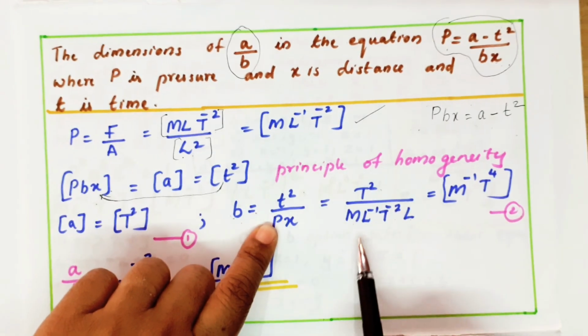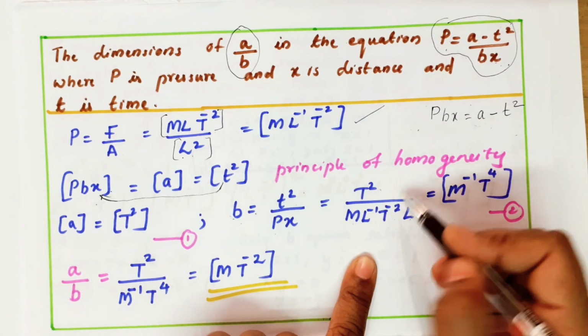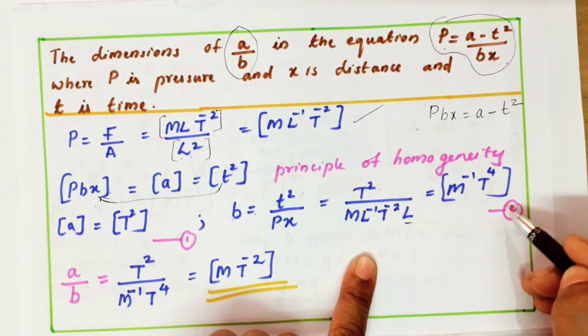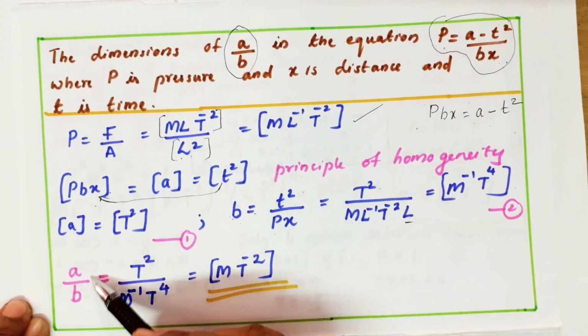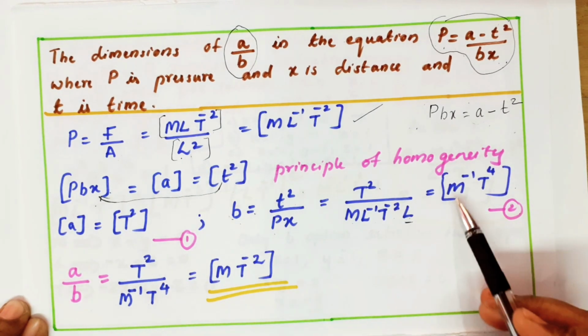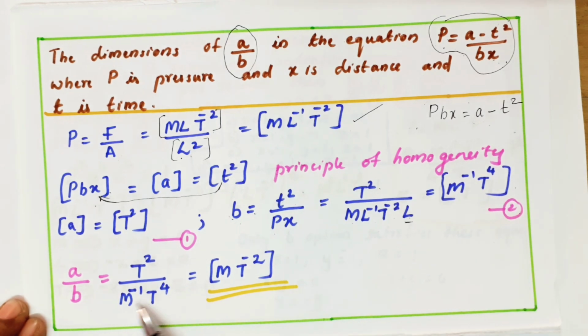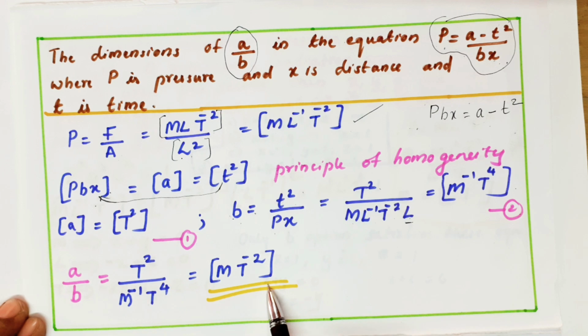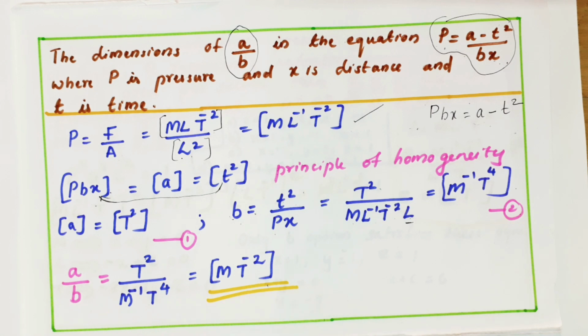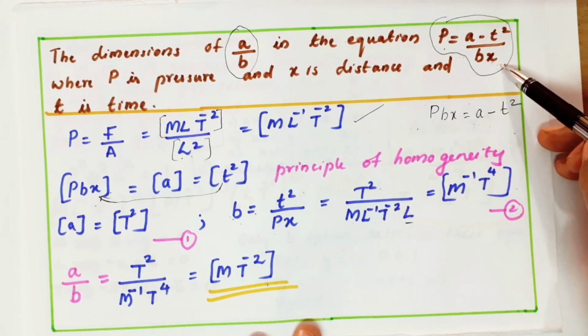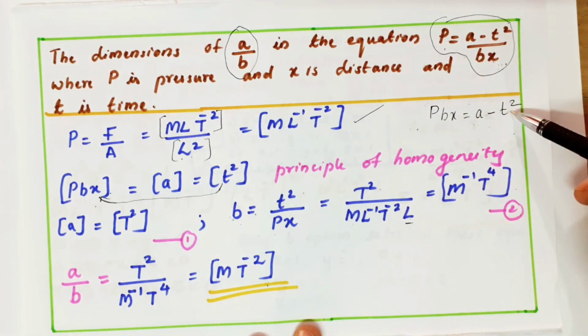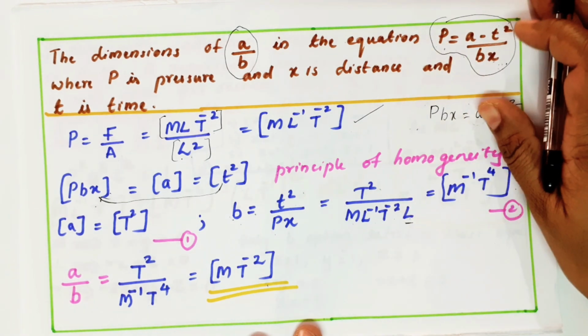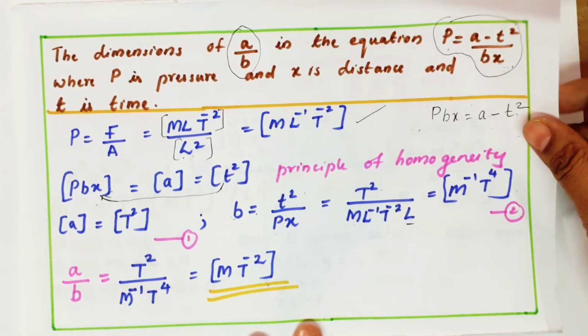Understood? T square means time square, capital T square. Pressure, we found it first. Substitute into X. What is X? X is called L. So we are solving. Question is A by B. A is T square, B is M minus 1 T power 4. So it is M T to the power of minus 2 is the dimension. Clear? So what I did? From this question, you can do any type of questions like this. If they are given in the form of an equation, you cross multiply, make it like this. Then you can tell that each and every term should have the same dimension. Apply the principle of homogeneity. Clear?